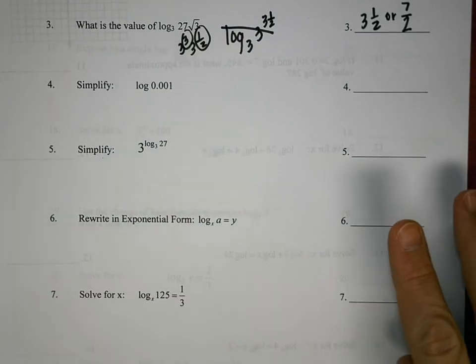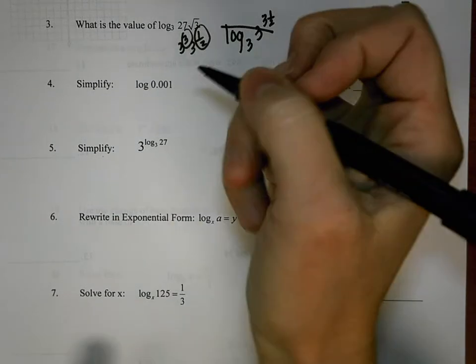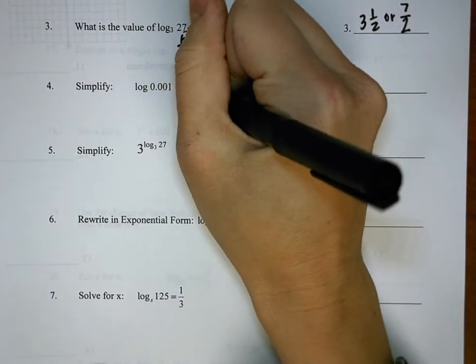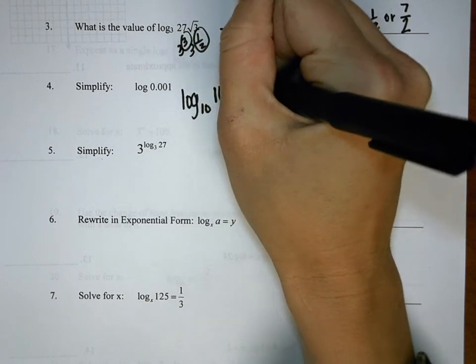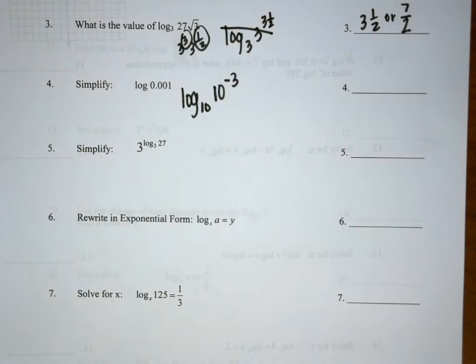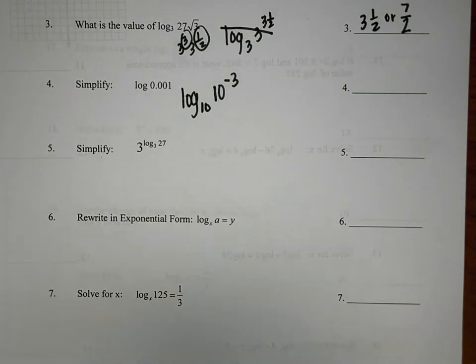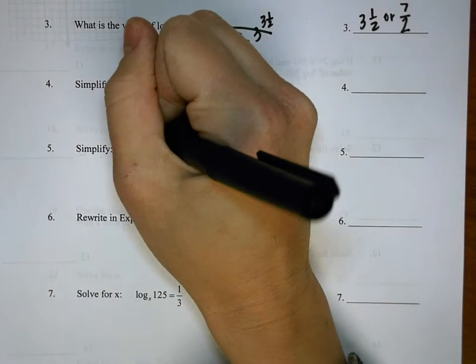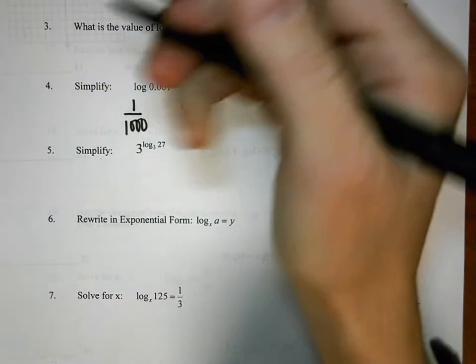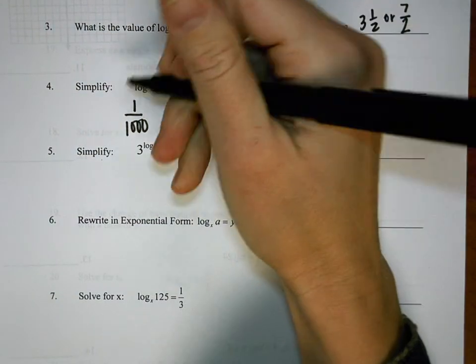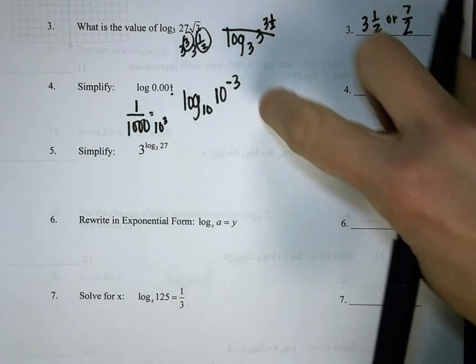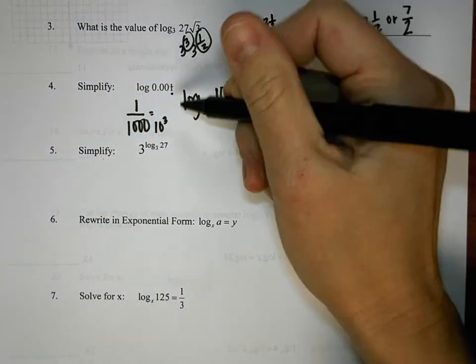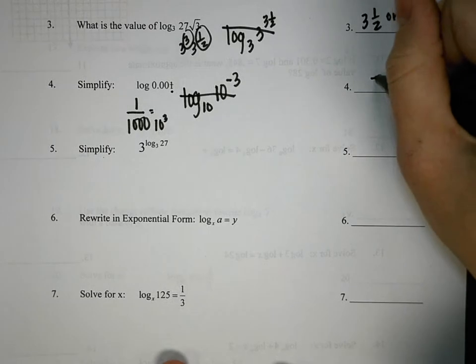Okay, example 4. This is the log of 0.001. 0.001 is the same thing as 10 to what power? 10 to the negative third power. This is the same thing as saying 1 over 1,000, because this is in the thousands place. And then that would change to 10 to the third power, and you bring it up, and it's 10 to the negative third power. These cancel, and so my answer is negative 3.